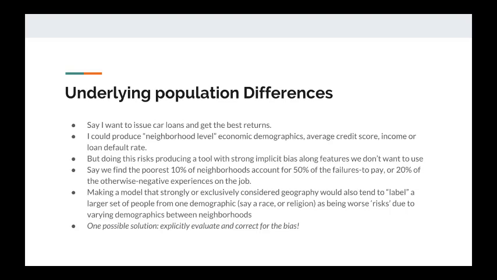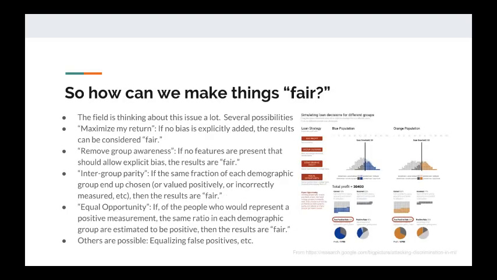One possible solution to this is you've got to explicitly evaluate and correct for the bias. And how are we going to do that? So please go to this link, by the way. This is a really good exploration from one of the Google Research blogs. It's an interactive exploration of the ways in which we can attempt to make this kind of thing fair. The field is thinking about this issue a lot. I know that yours is as well.